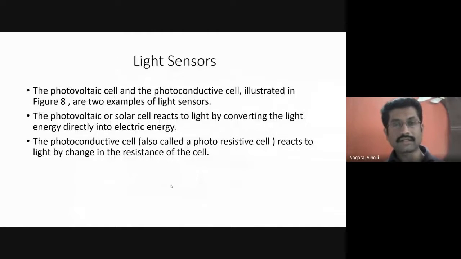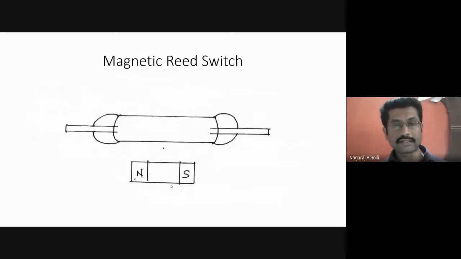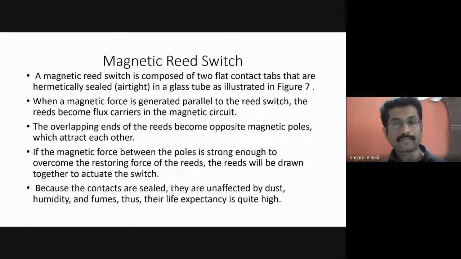Next, students, this is the working principle of the magnetic reed switch. The possible question that may appear on the magnetic reed switch is: explain the working principle of the magnetic reed switch. You have to draw this figure and explain the working principle. We ask just a 4 marks question.